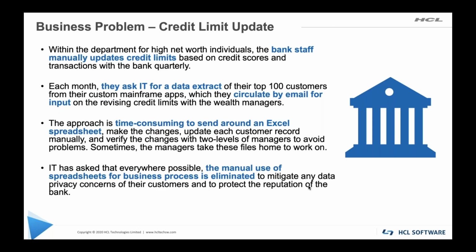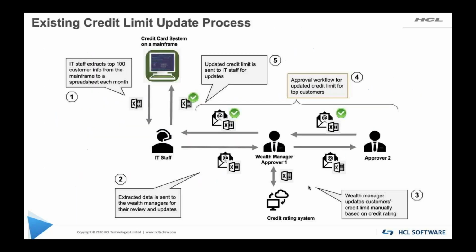The Wealth Manager reviews the data and makes the adjustment. The adjusted data is sent for approval via email. Once the adjustments are approved, an IT staff member updates the records in the core banking system on the mainframe platform using the green screen interface. The bank recognized this scenario requires a business process update because IT has been instructed to eliminate the manual use of spreadsheets to mitigate any data privacy concerns of their customers and to protect the reputation of the bank.